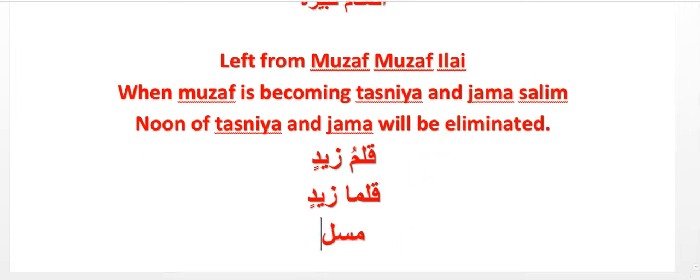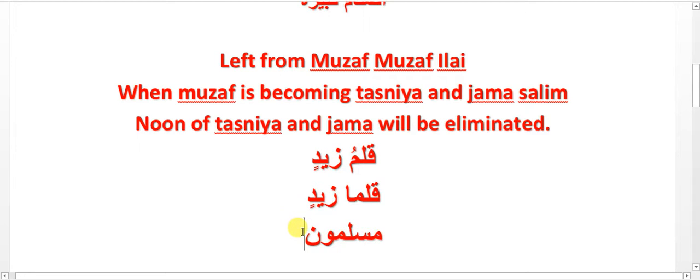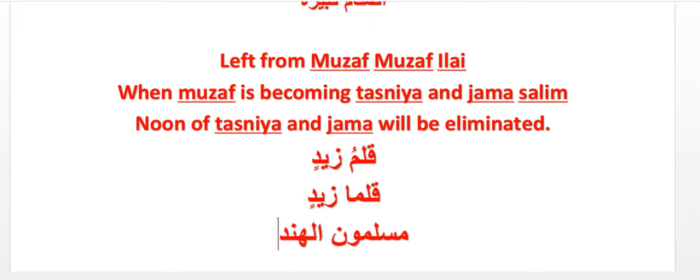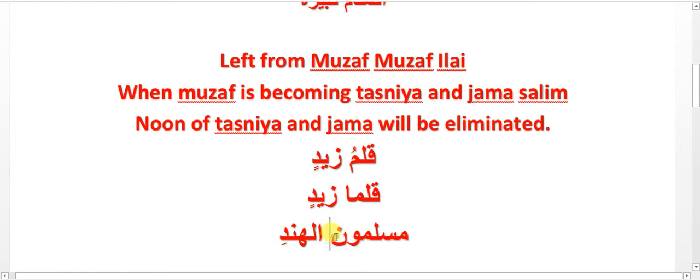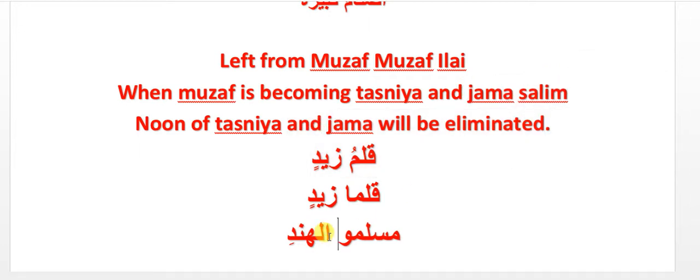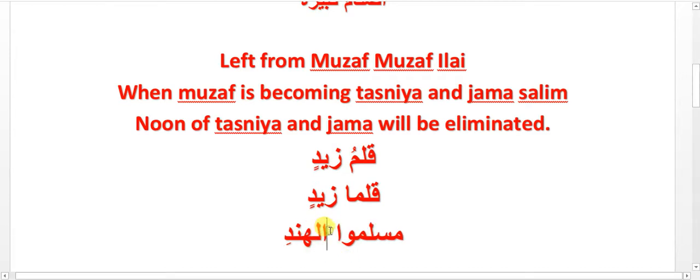Same thing happening with jama salim. Jama salim means Muslimun, a jama having waw. I want to say Muslims of India. Muslimuna al-Hind. Hind is muzaf ilayh, Muslimuna is muzaf. Muslimuna Hind means Muslims of India. But according to what we have, for jama salim, noon of jama will be eliminated. So noon of jama will be eliminated. This will become Muslimu. But when we eliminate noon of jama, we simply add alif after waw. So this alif will be the sign that there is the noon of jama which is eliminated. So this will become Muslimu al-Hind.